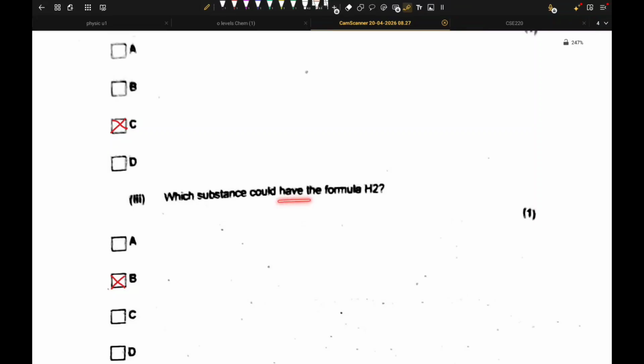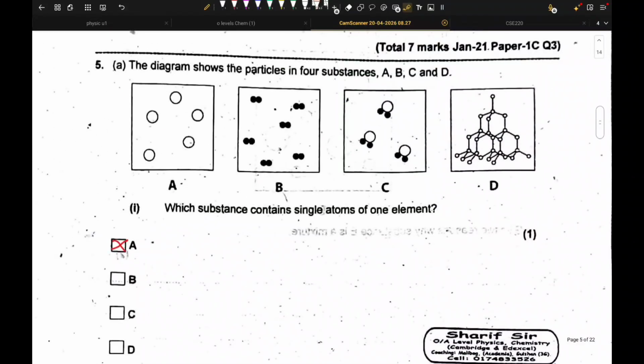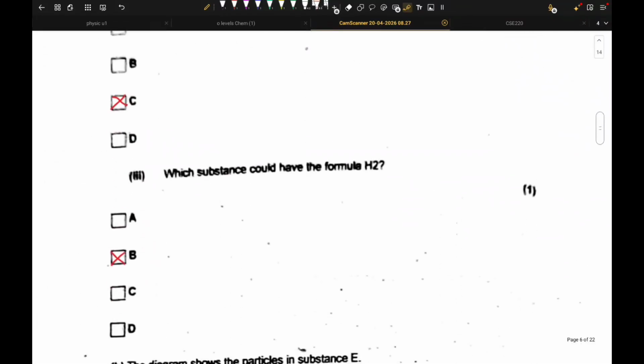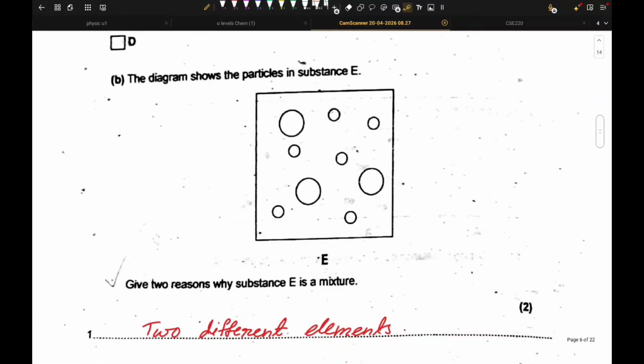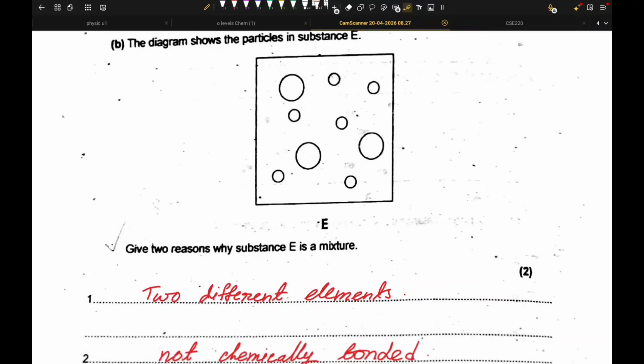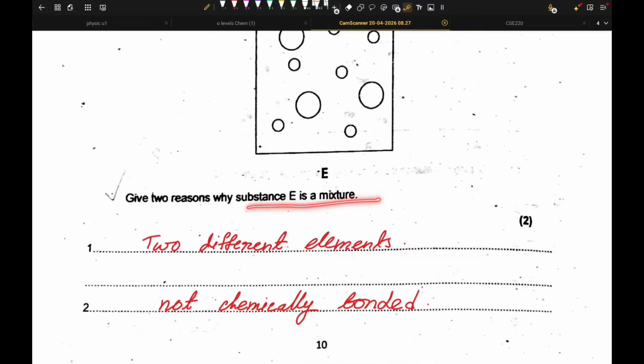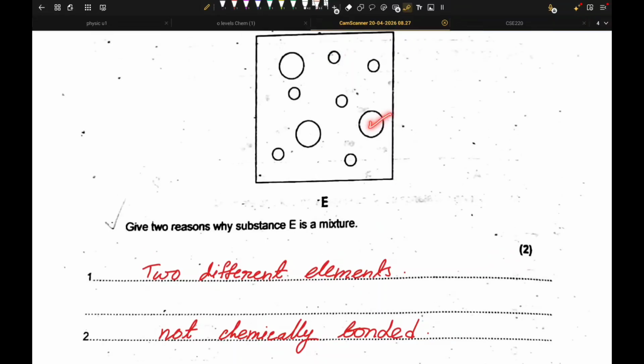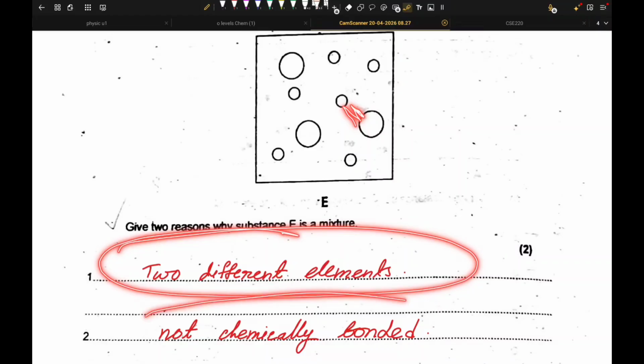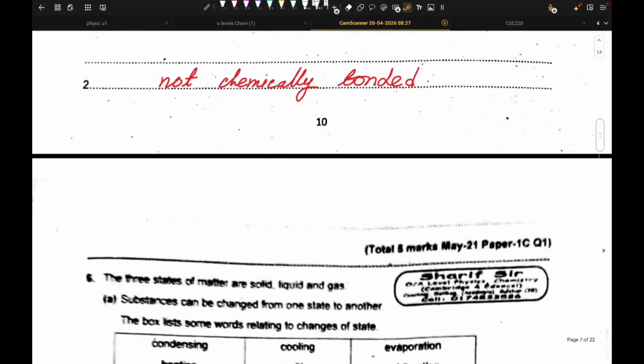Which substance could have the formula H2? That should be B, right? Because that is a diatomic particle. Now, the diagram shows the particles in substance E. Give two reasons why substance E is a mixture. First of all, these two have different sizes, and secondly, there is no bonding between them. So, two different elements not chemically bonded. That is the reason why it is a mixture.